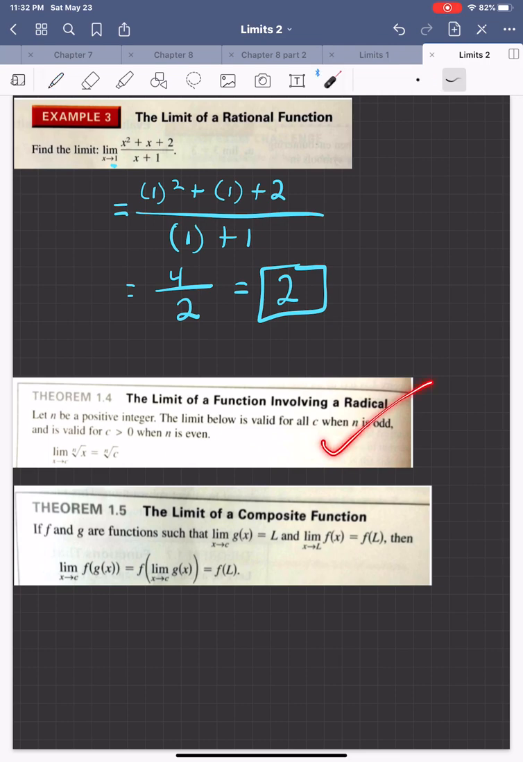All right, when else can I use this substitution method? What if it's a radical, like a square root or cube root? Can I use the substitution method? Yes. What about if it's a composite, like f of g of x type of function? Can I use the substitution method? Yes.